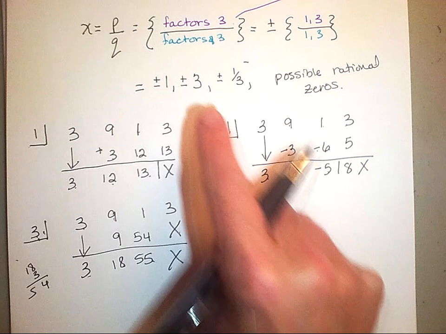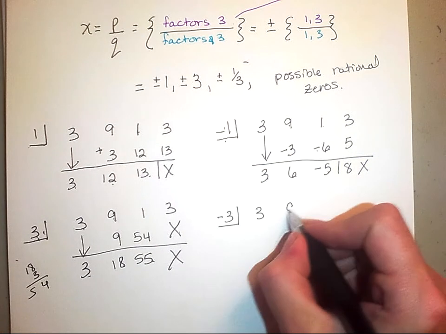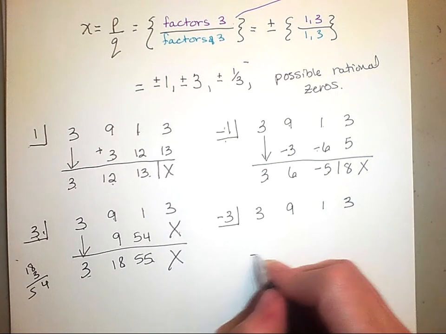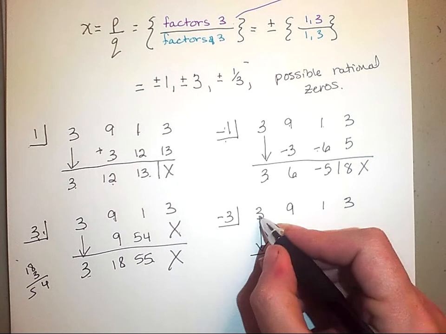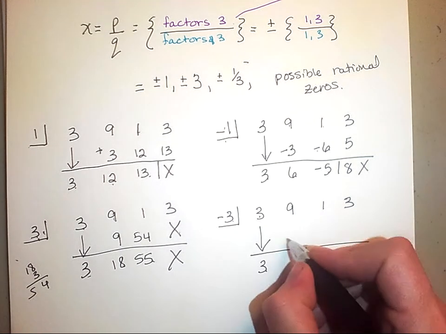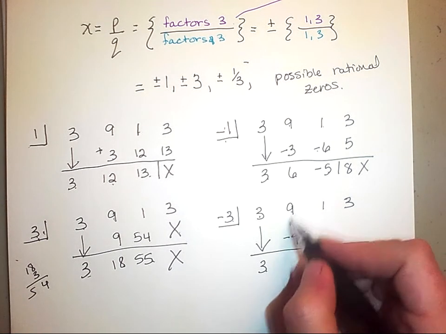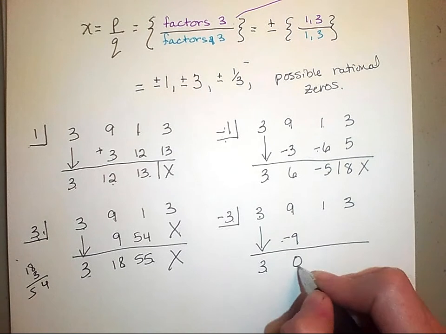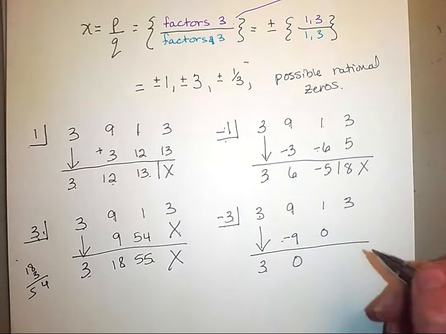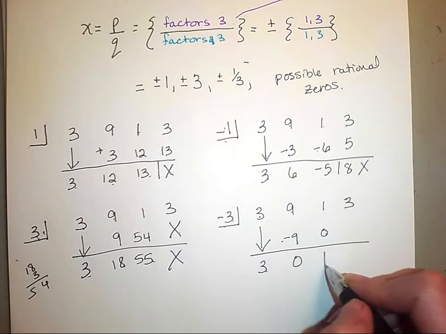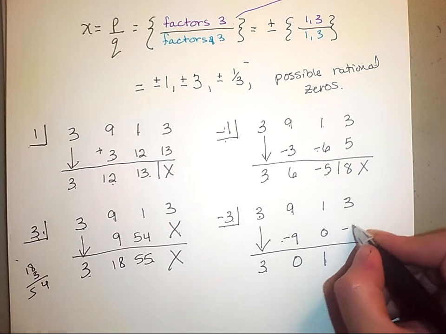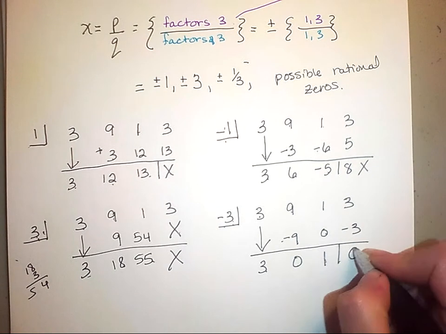3, 9, 1, 3. Bring down the 3. 3 times -3 is -9. 9 minus 9 is 0. 0 times -3 is 0. 1 plus 0 is 1. 1 times -3 is -3. And here we found a factor.